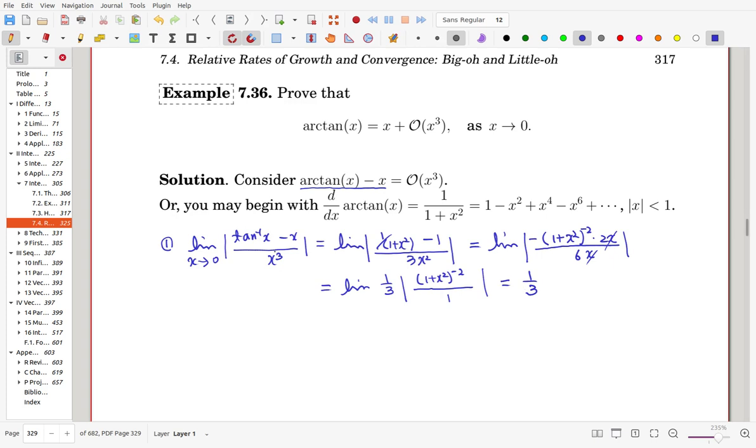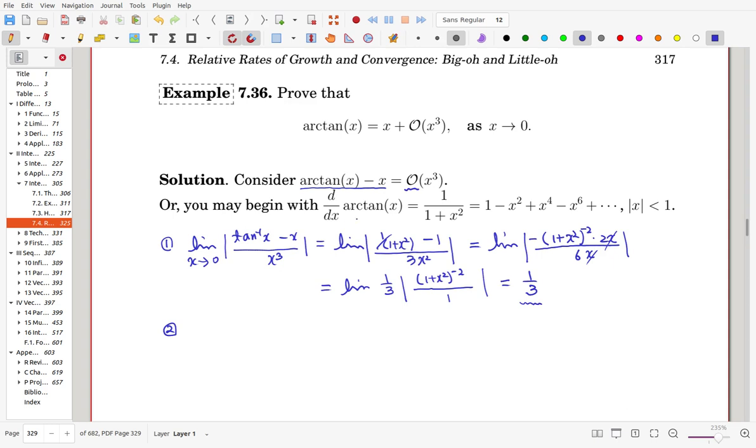So here, we start with the fraction, and we take the limit as x approaches 0, and we arrive at a number, a bounded number, so that big O is true, right? You can do it in this way, and secondly, you can do it in this way.